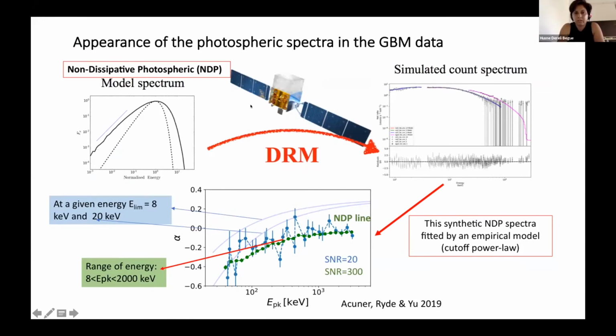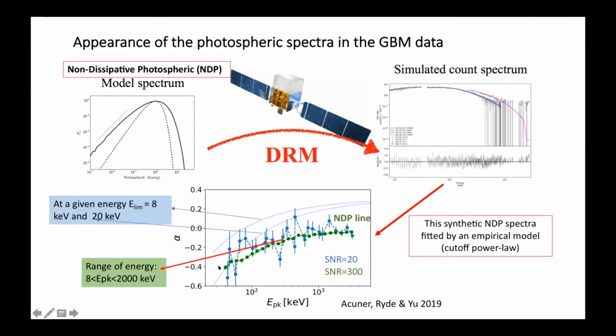We consider the response function of the detector, and we simulate the synthetic spectra, and we fit these synthetic spectra with the empirical models. Here we use the cutoff power law model, and actually this work was done by Ajiner. And here in the figure, you see alpha, the low energy spectral index, and the peak energy.